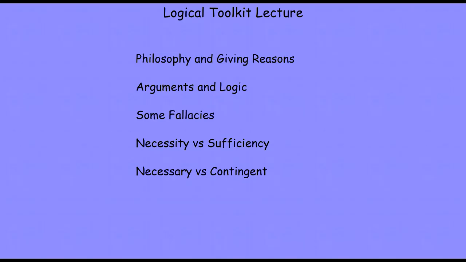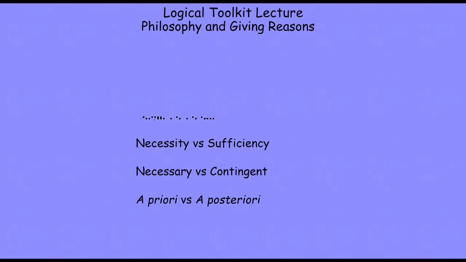Then we'll contrast those with the concepts of necessary and contingent truths. And then finally, we'll finish with a discussion of the distinction between a priori and a posteriori. And these are modalities having to do with how we come to know or how we can potentially come to know something. So we'll start now with this first topic.